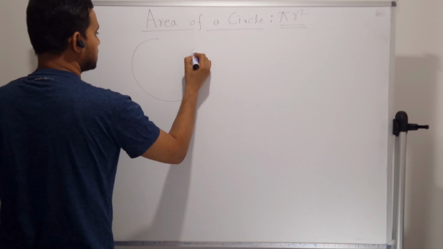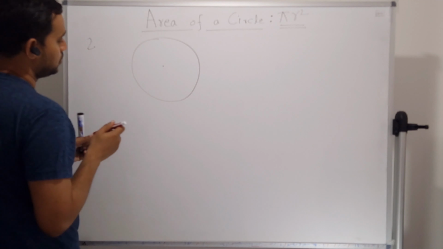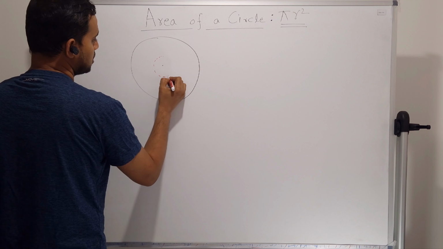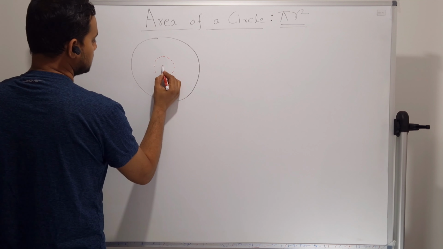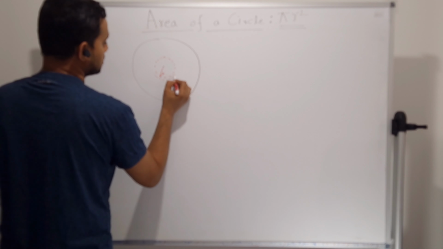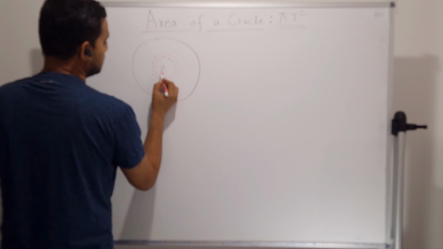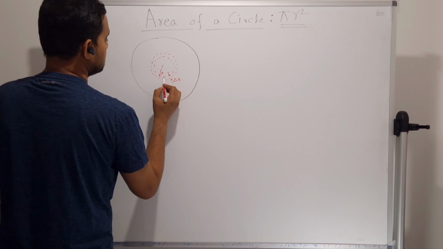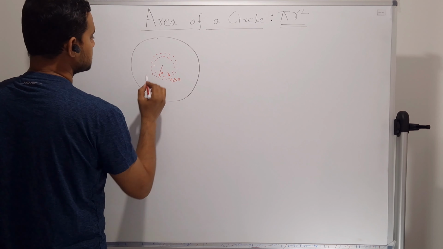Again, let's say we have a circle, radius r, this is the center. Now let's say we consider a smaller circle with the same center, and it has radius x. And let's consider another circle next to it, and this ring's width is delta x. In a way, the outer circle's radius is x plus delta x.